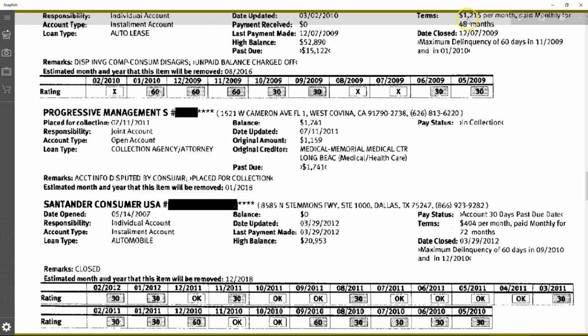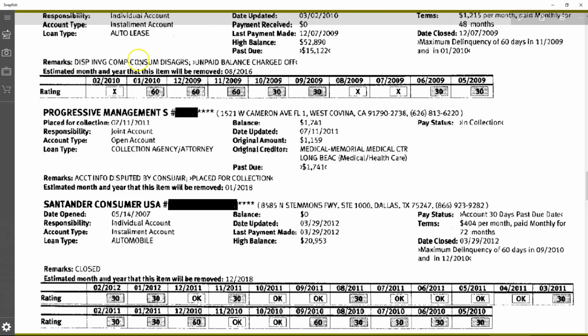Okay. You want to ask them about the terms. Did you take out a 72 months or 48 month? You want to ask them about the date that it was closed, right? And this date right here is the maximum delinquency of 60 days. So basically they're telling you they were delinquent for 60 days. That was the highest that they went. All right, so you want to ask your customer about all of this stuff here, right?